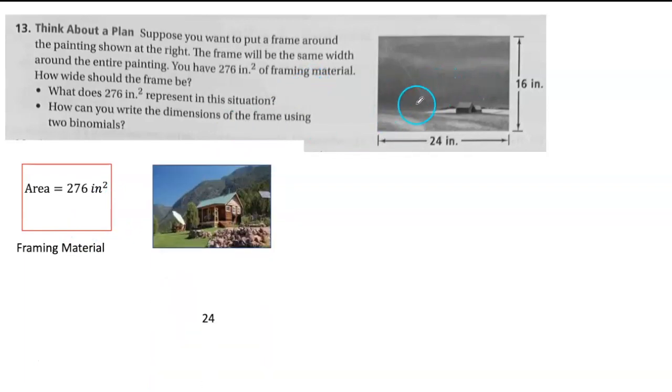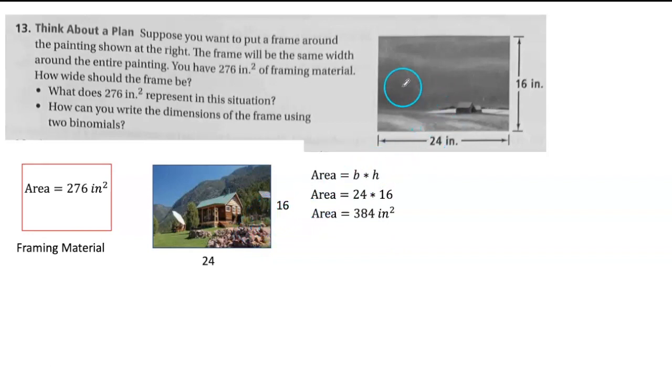They're also giving me the dimensions of the painting. The base is 24, the height is 16, right? Can I find the area? Yes. Area is base times height, 24 times 16, which is 384 square inches. So this is information that is given. Therefore, I have to use it somehow.